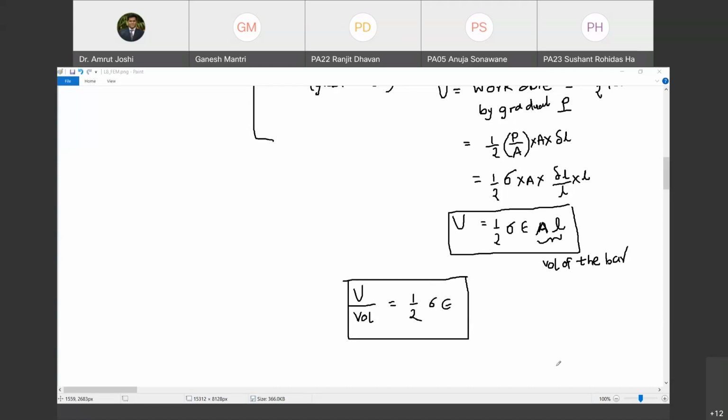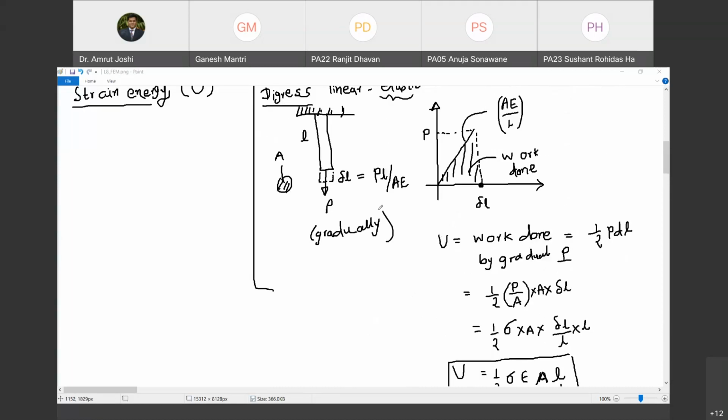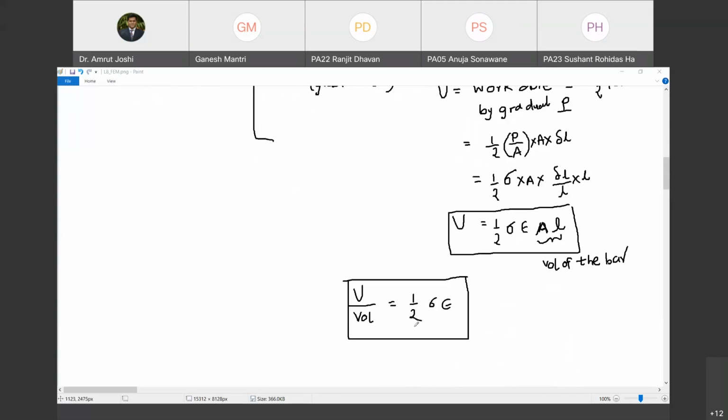Now it is not required that stress and strain will remain constant throughout the body, as in this bar. Here, if you have observed, at each and every location stress and strain is constant. Do you agree with me? Yes, sir. But that need not be the case. Stress and strain may vary in a general loading scenario, and therefore we will have to use the expression for strain energy stored per unit volume and then integrate it over the volume in order to get the total strain energy. Do you agree with me? Yes, sir.